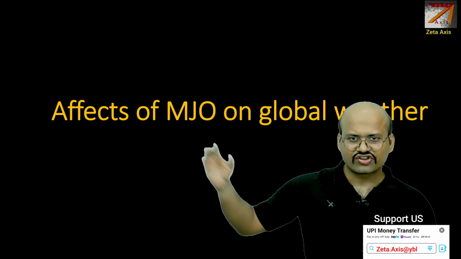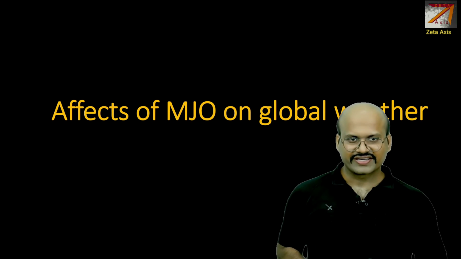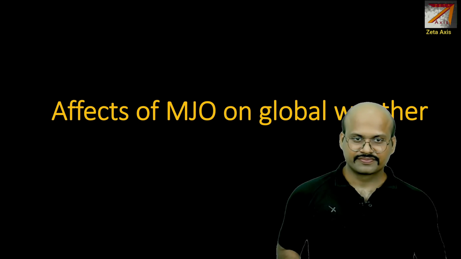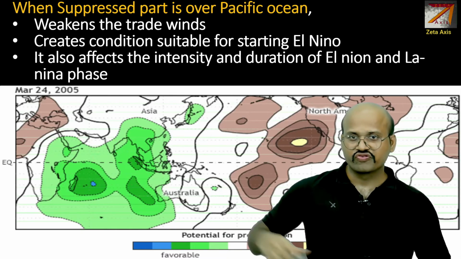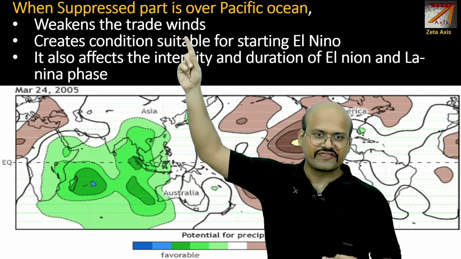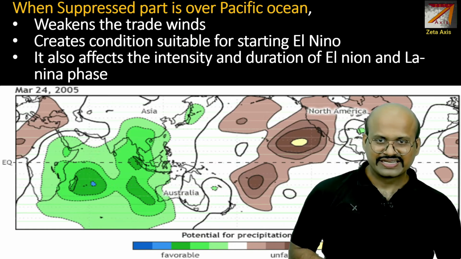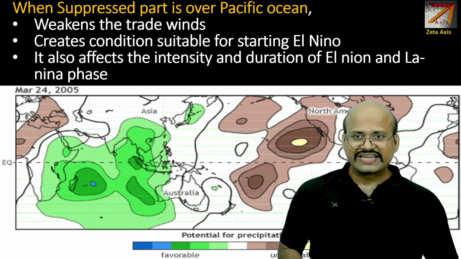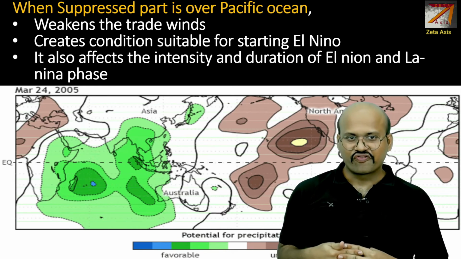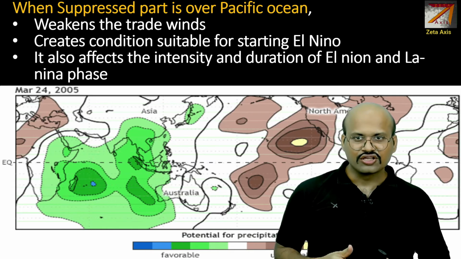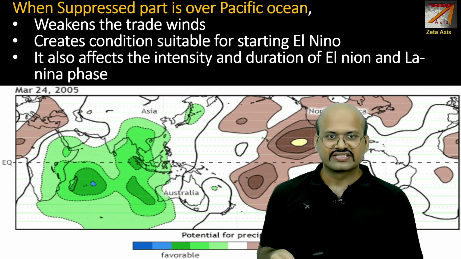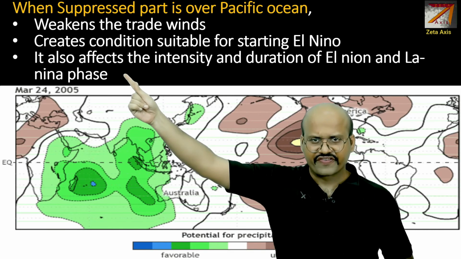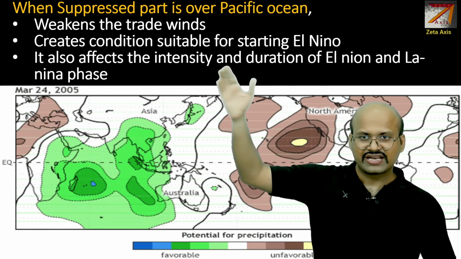Now let's discuss the effect of MJO on global weather. We have so far discussed the effect of MJO on the Indian monsoon. Now we will see how it affects the global weather. MJOs are considered to weaken the trade winds. This is significant because over the Pacific Ocean, it is the weakening of the trade winds that starts the El Nino. So it is under research to find the link between MJO and El Nino. The MJO is suspected to initiate El Nino. It also affects the intensity and duration of El Nino and La Nina phases.